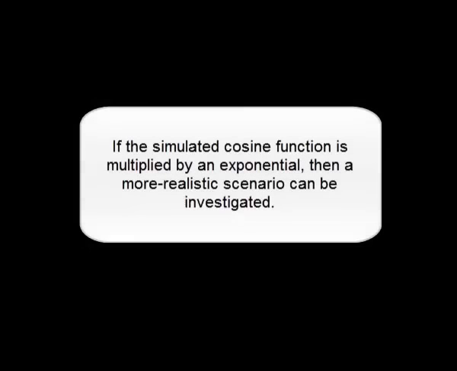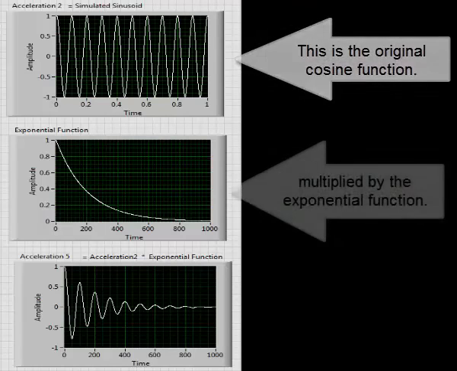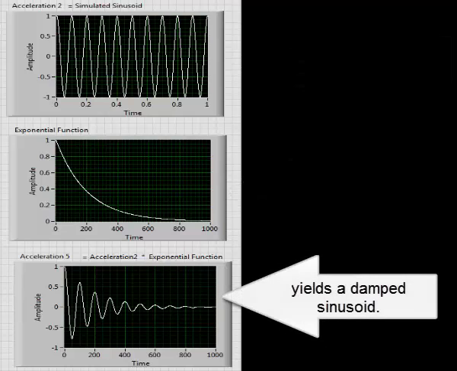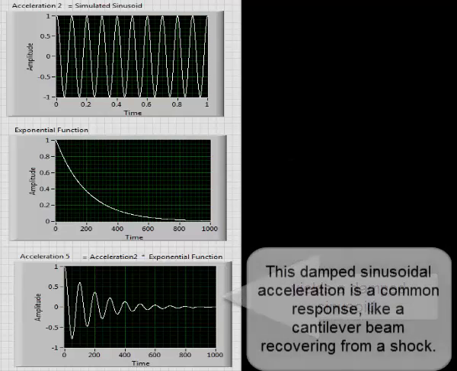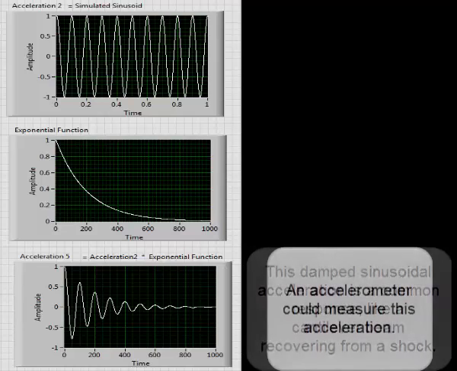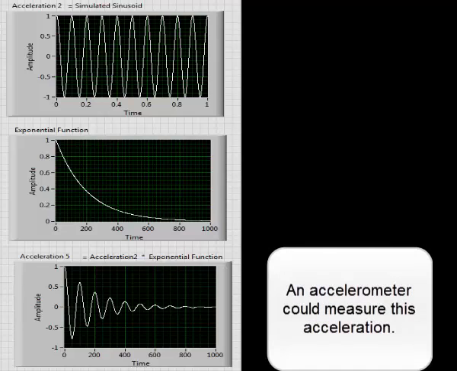If the simulated cosine function is multiplied by an exponential, then a more realistic scenario can be investigated. This is the original cosine function multiplied by the exponential function yields a damped sinusoid. This damped sinusoidal acceleration is a common response like a cantilever beam recovering from a shock. An accelerometer could measure this acceleration.